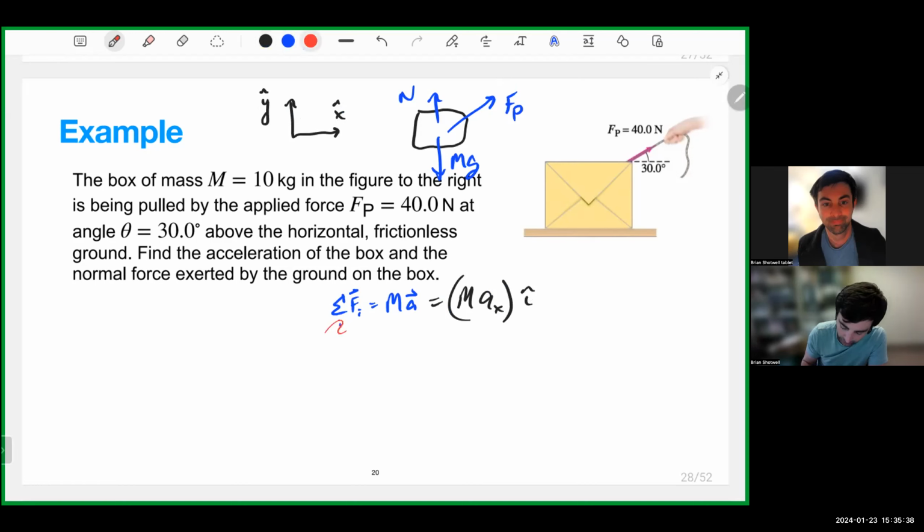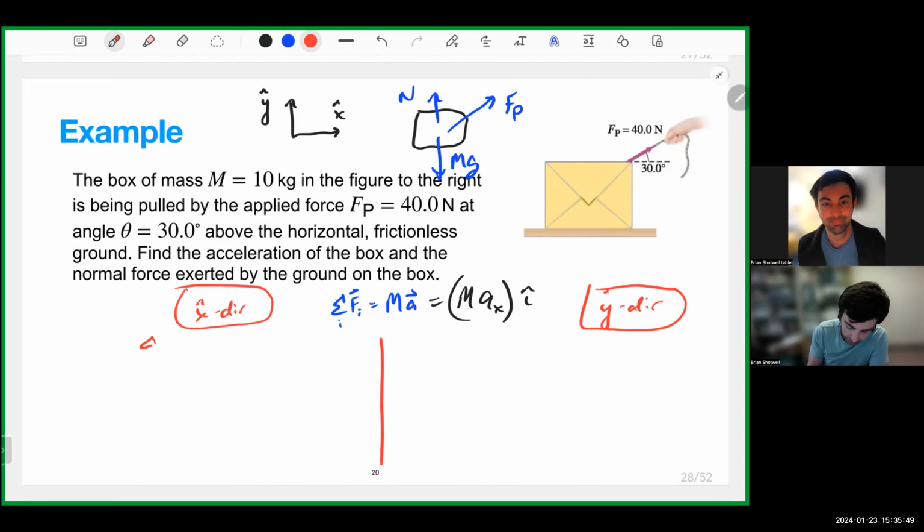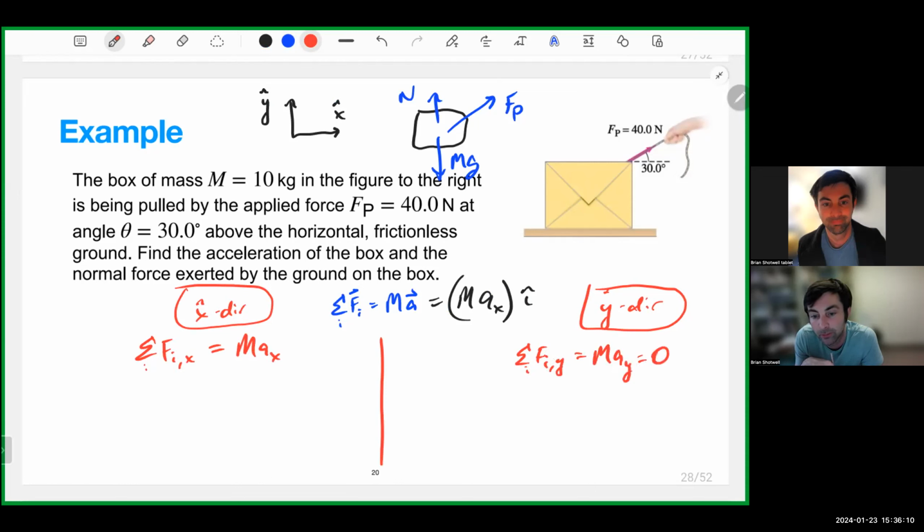The reason this is useful is that when we separately look at the x direction and the y direction, the x direction is going to say the sum of the x components of the ith force is equal to mass times the x component of the acceleration. And the sum of the y components of the forces is going to be equal to m times a_y, but this is equal to 0 because the box isn't lifting off the ground.